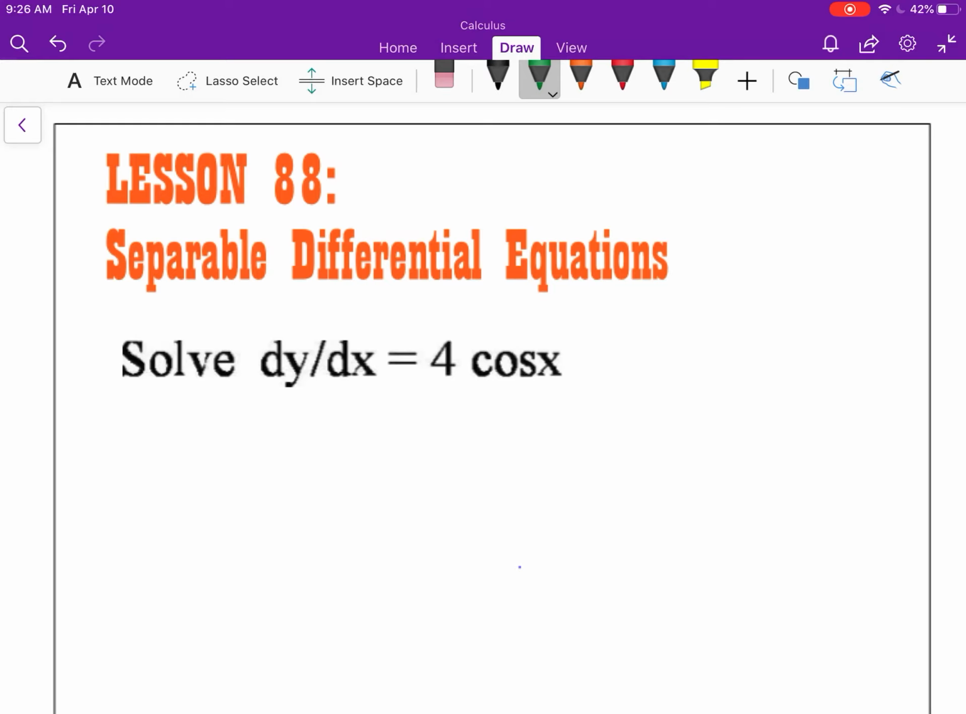So this one is pretty simple to start with. What we do is we separate the y's and x's. We're going to have to multiply both sides by dx here, because this is dy over dx. And so we have dy is equal to 4 cosine of x dx. Now, in order to solve for y, we need to integrate both sides. So we're going to integrate both sides, and we're going to get a general solution here.